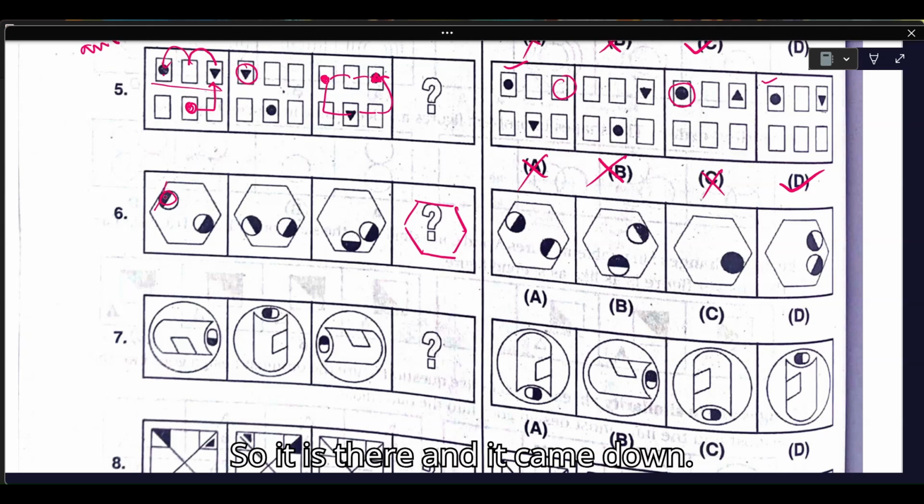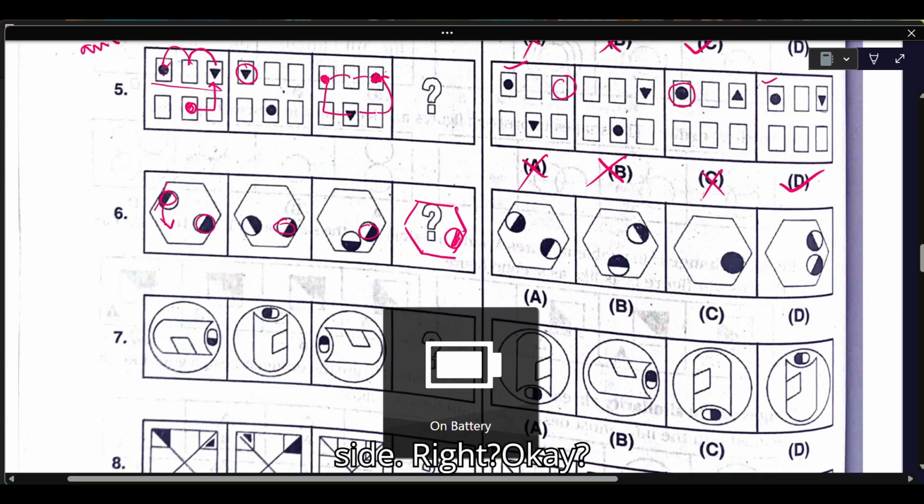So it is there and it came down, right? So from here it came down. And what is the position of this ball? It is in the same position, it is not changed. Even here also it is not changed. Okay, so in the next one also it will not be changing, and the shaded part is on the right side, right?